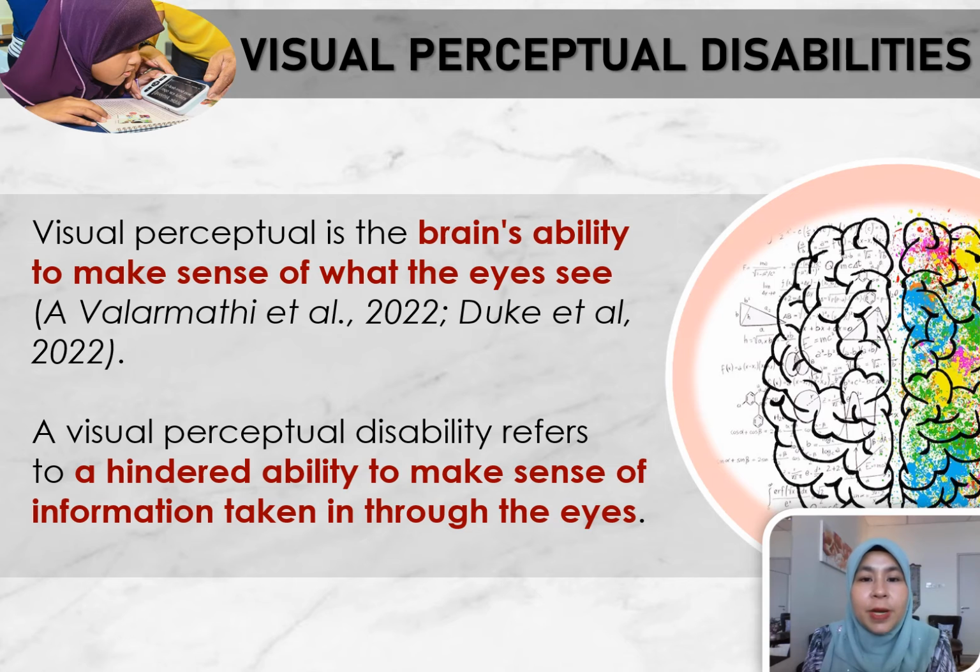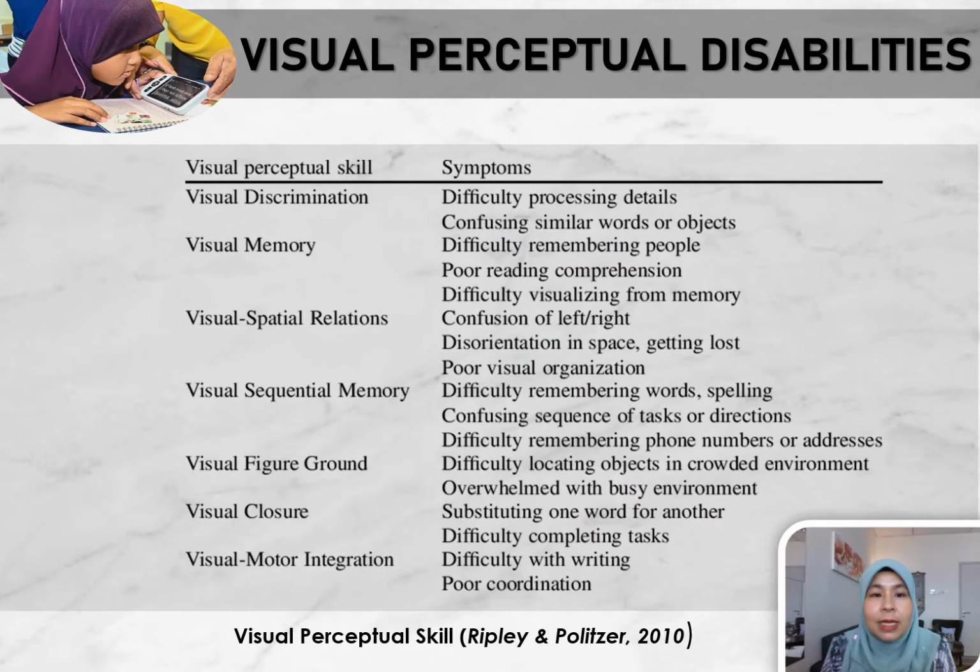Visual perceptual is the brain's ability to make sense of what the eye sees. This is stated by R. Valamati et al. and Yu et al. A visual perceptual disability refers to a hindered ability to make sense of information taken in through the eyes. This table shows 7 classified categories of visual perceptual disabilities, which consist of visual discrimination, visual memory, visual spatial relations, visual sequential memory, visual figure ground, visual closure, and visual motor integration.